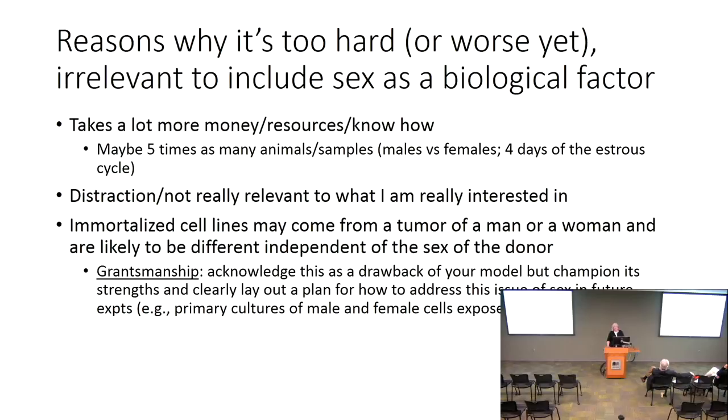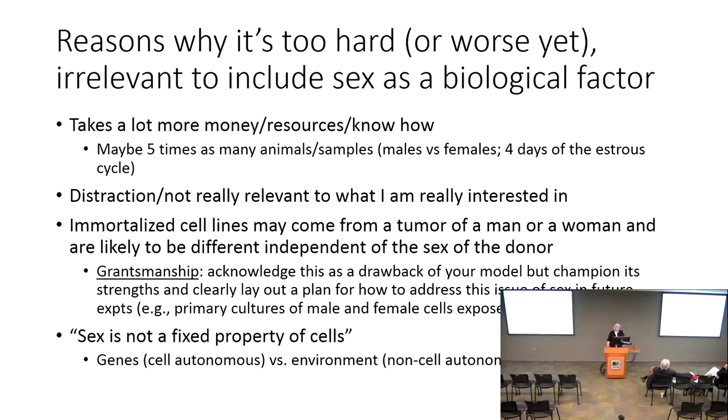So you have to have a plan, is the message. This is a quote directly from the paper. Sex is not a fixed property of cells. I struggled a little bit with understanding what it is they actually meant, but I think it has to do with this fact of genes versus environment, right?